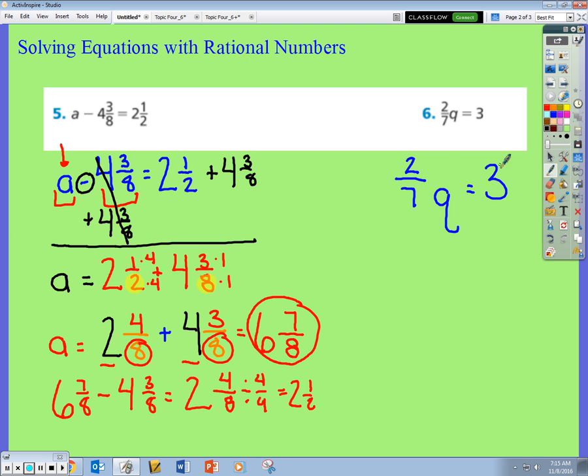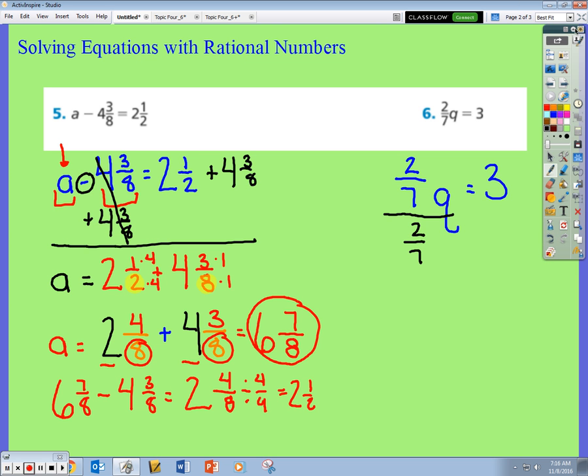Now we take a look at this. We need to undo this multiplication. We don't want to figure out what 2/7 of q is. We want to know what q is. We know that if we take q and break it up into parts of 7, we have 2 of those. We have 3. Now we're going to undo this multiplication by doing the inverse operator, which is division. So we're going to divide both sides by 2/7.